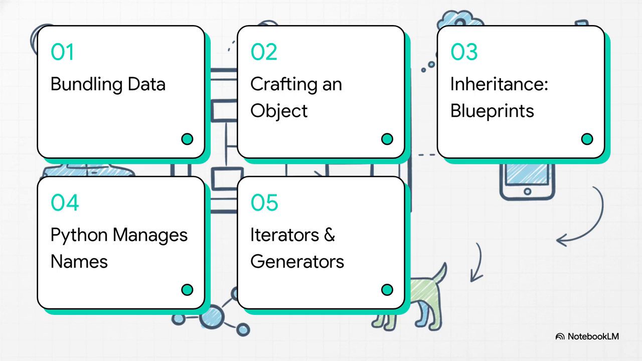All right, so here's our game plan. First, we'll talk about why we even need classes to begin with. Then, we're going to get our hands dirty and build our very first object. After that, we'll see how to make it more specialized using something called inheritance. And finally, we'll peek under the hood to see how Python handles names, and then explore the real magic of iterators and generators. It's going to be fun.